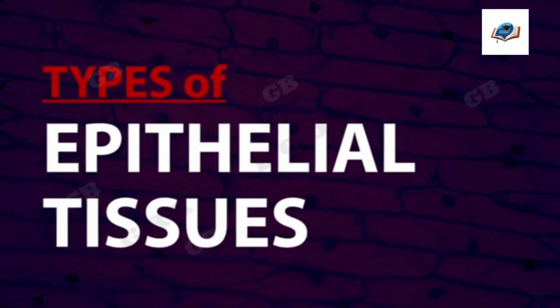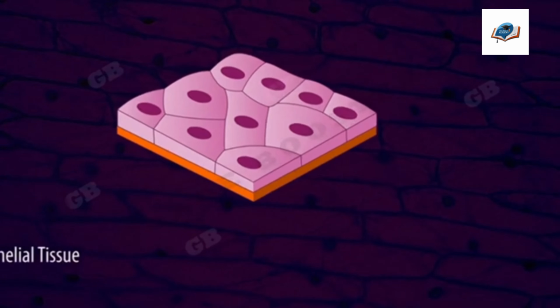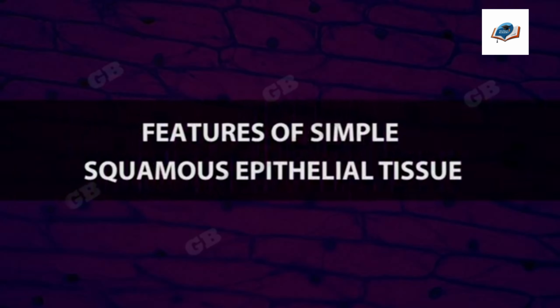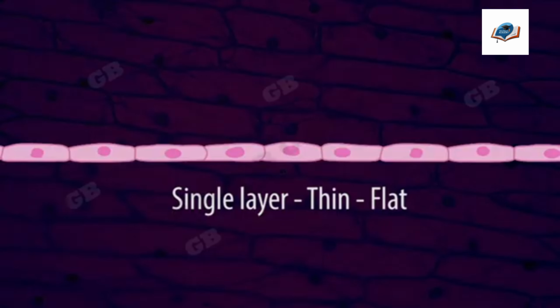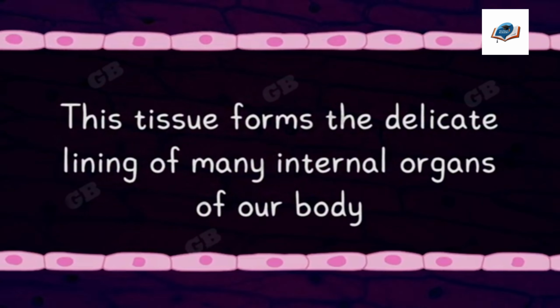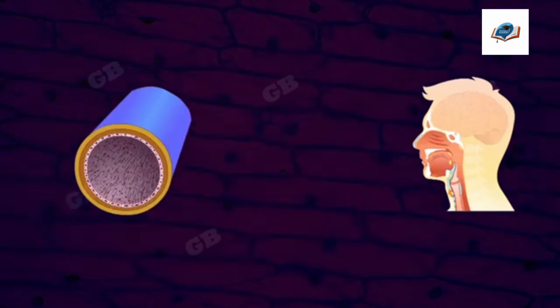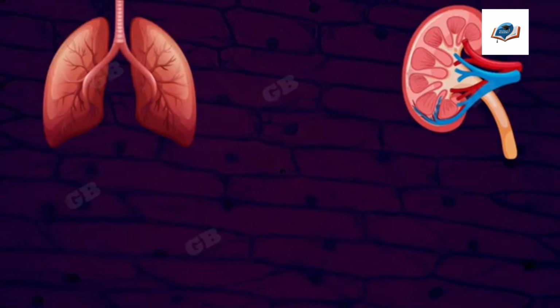Now, let us see the types of epithelial tissue. Epithelial tissue comes in different types based on their structure and function. One type is simple squamous epithelial tissue. Let's see the features of simple squamous epithelial tissue. This tissue is composed of a single layer of extremely thin and flat cells. It forms a delicate lining for many internal organs of our body. It lines the blood vessels, esophagus and mouth.